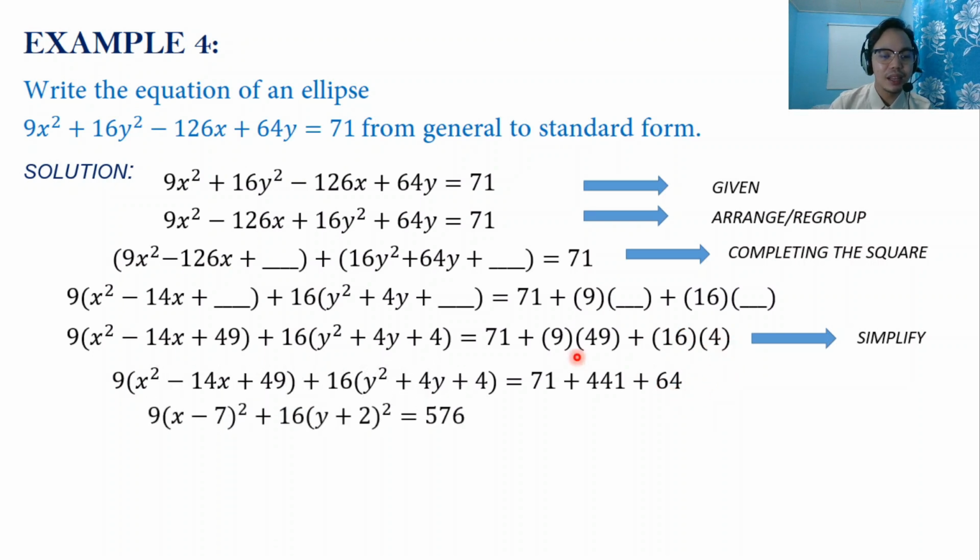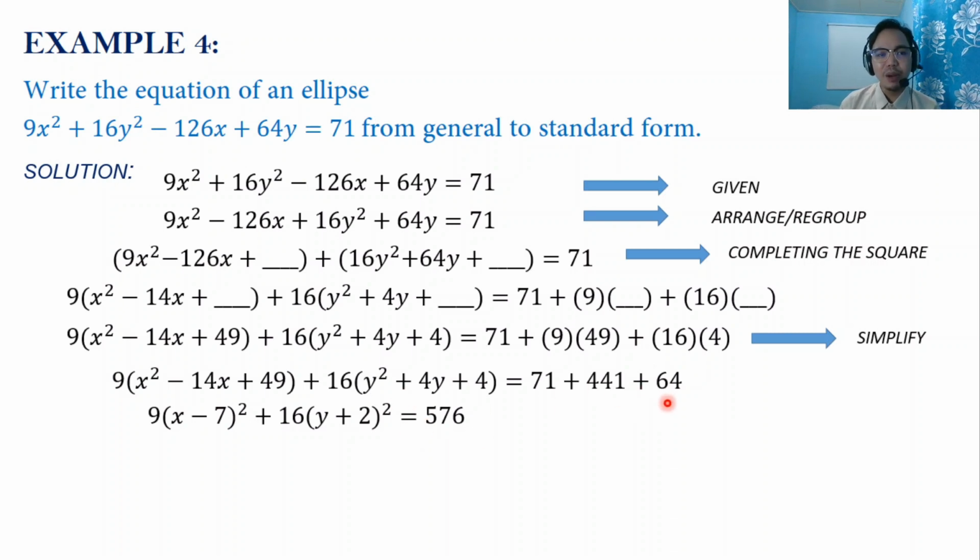Then, so, ginawa nating factored form yung mga perfect square trinomials natin. Kagaya na lang ng quantity x minus 7 squared. So, pag in-expand natin yan, ang lalabas ay yung nasa itaas. Okay? So, we have 9 times quantity x minus 7 squared plus 16 times quantity y plus 2 squared equals 576. Ito yung total ng tatlong terms na nandito sa kanan natin.